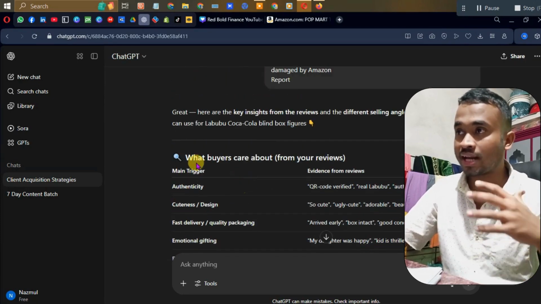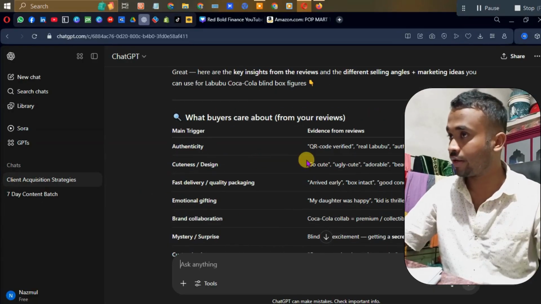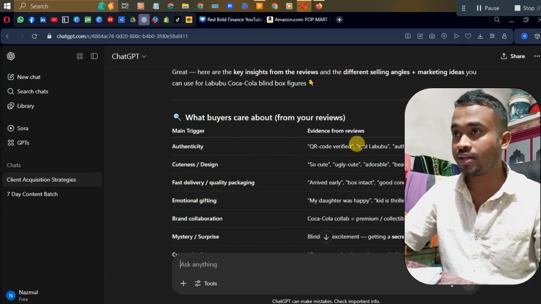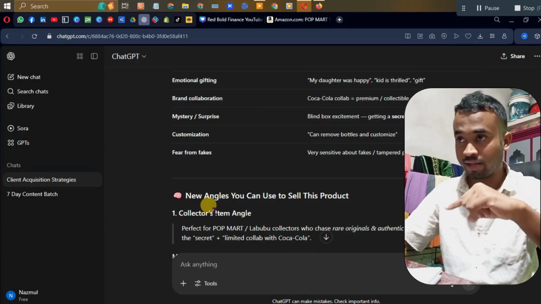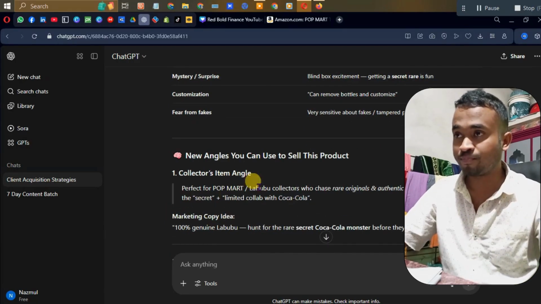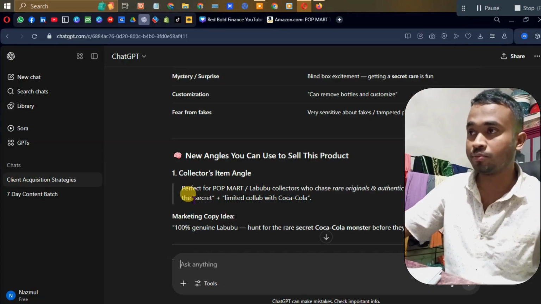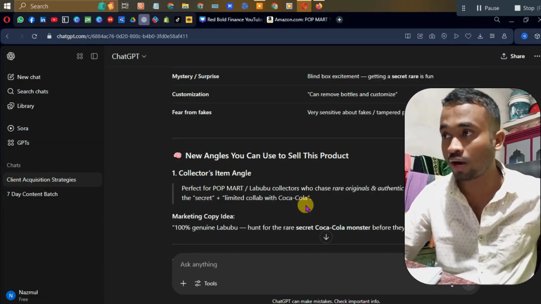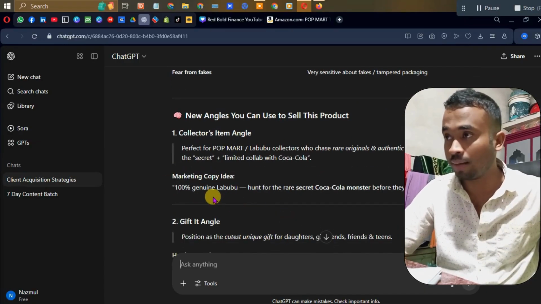So what buyers care about from your reviews: main trigger, authenticity, QR code verified, real Labubu, cuteness, fast delivery, emotional gifting, brand collaboration, mystery, surprise, customization. Now the new angles ChatGPT gave me that you can use to sell this product. Collector's item angle, perfect for Pop Mart Labubu collectors who chase rare originals and authentic QR verified codes. Marketing copy idea: 100% genuine Labubu.